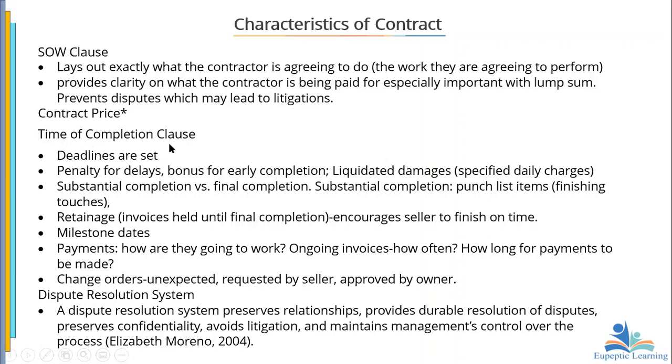Then we have what we call the time of completion clause. We set deadlines, and then we decide to give either bonuses or penalties depending on how you complete. So for instance, if there are delays, then we're going to pay penalties for the delays. Okay. And then if, for instance, you finish early, then of course, there are certain bonuses associated with that. We call something the liquidated damages. That is what you pay as the penalty for delays. In some cases, they will specify that, okay, for every day that you delay the project, a certain amount of money is going to be taken from your money.